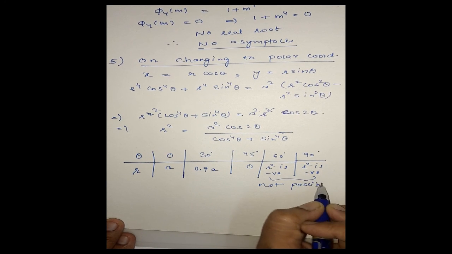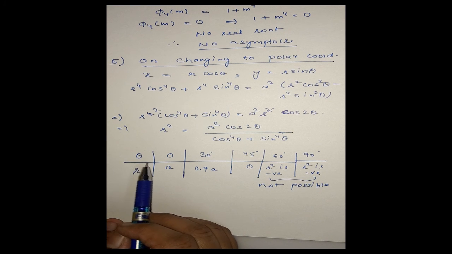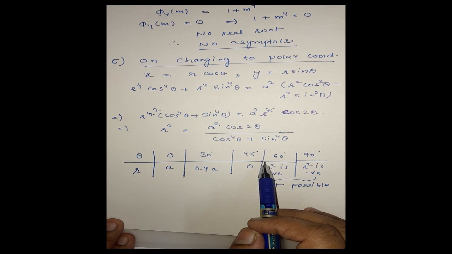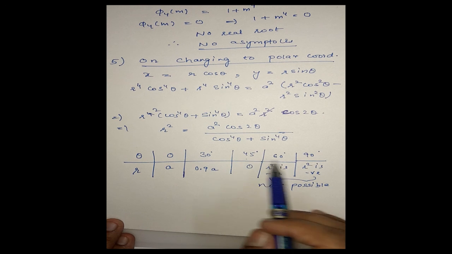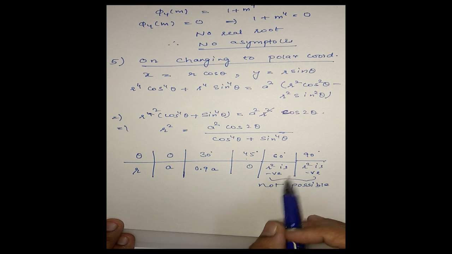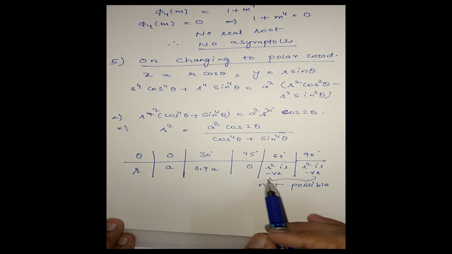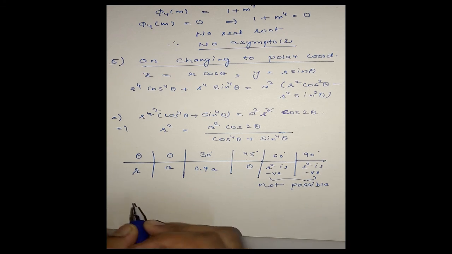That means the curve lies in the interval 0 to pi by 4 only. No points on the curve lie in the interval pi by 4 to pi by 2, since when theta is 60 and when theta is 90, r square is coming out to be negative, which is not possible.